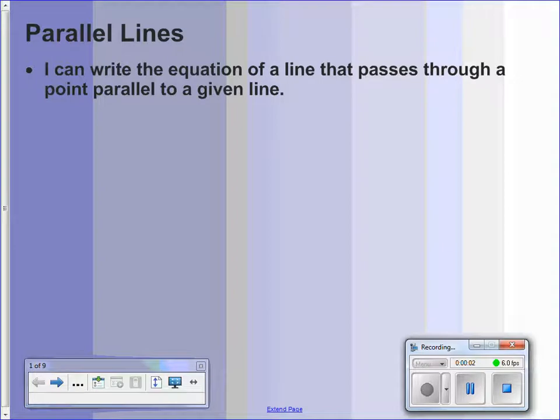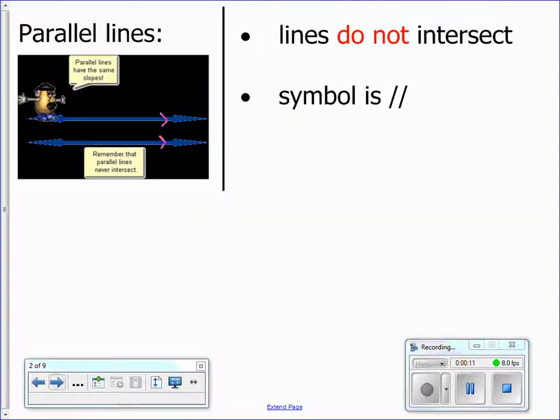In this lesson, we'll be discussing parallel lines. And at the end of the lesson, you should be able to write an equation of a line that passes through a point that's parallel to a given line. So parallel lines, remember, are lines that do not intersect. And their symbol is two lines next to each other that are parallel.